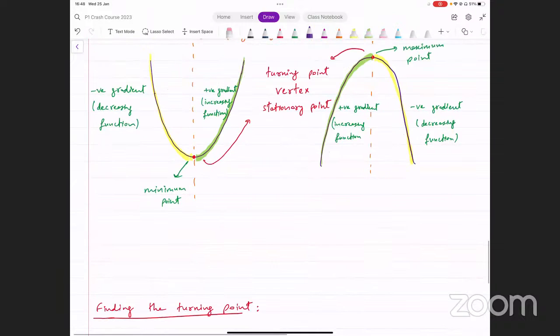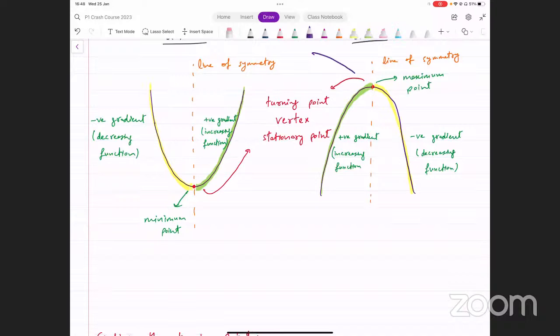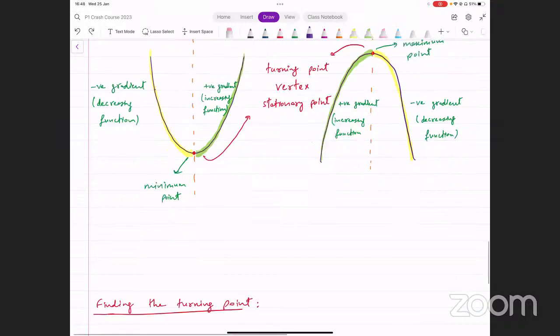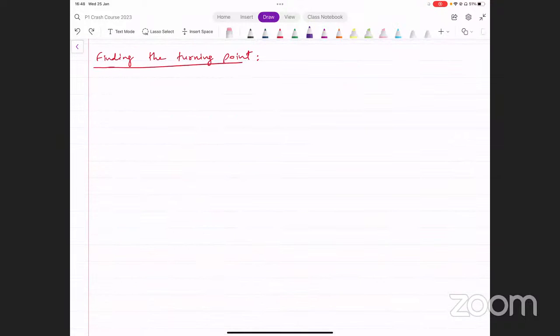Now, this turning point could be a minimum point, like in the case of the U-shaped curve, or it could be a maximum point, like in the case of an N-shaped curve. Now, how do you find this turning point? Let's understand that using an example. Let's say I've got a function that looks something like this. y equals 2x squared plus 12x plus, let's say, 15. So I've got this function.